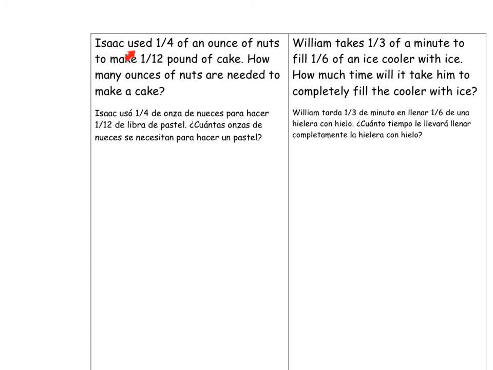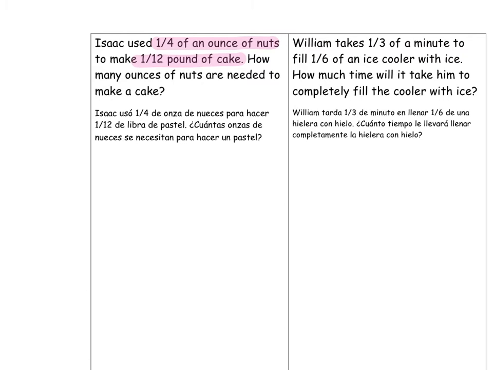So let's see. Isaac uses 1/4 of an ounce of nuts to make 1/12 of a pound of cake. How many ounces of nuts are needed to make a cake? And when they say a, they're talking about 1. So we're actually finding the unit rate. We're going to use the same process that we have. We've been given this information. This is our top number, and this is our bottom number.